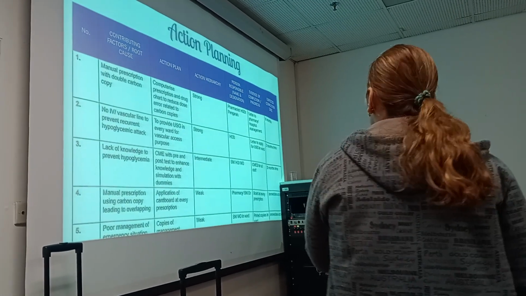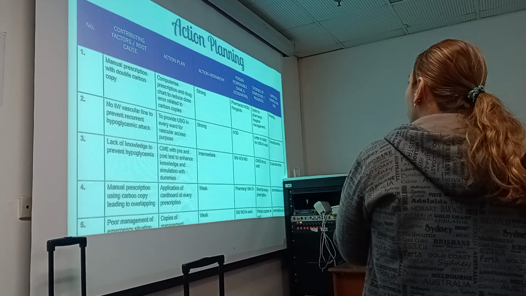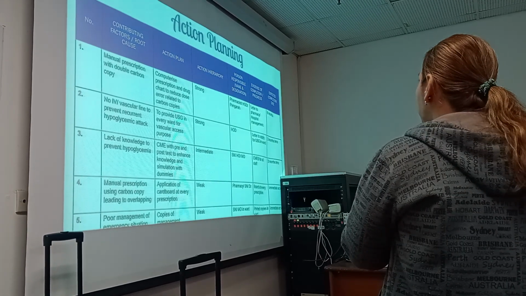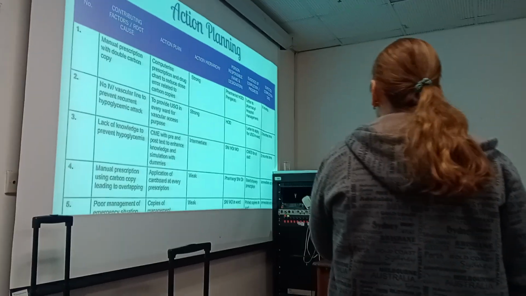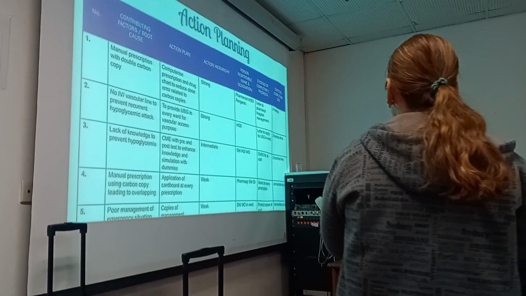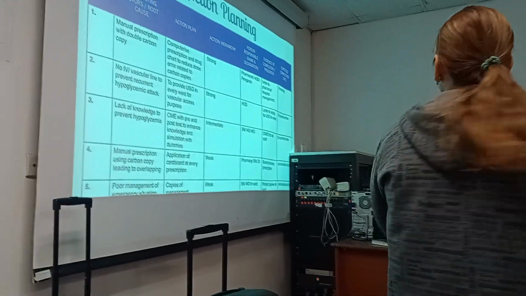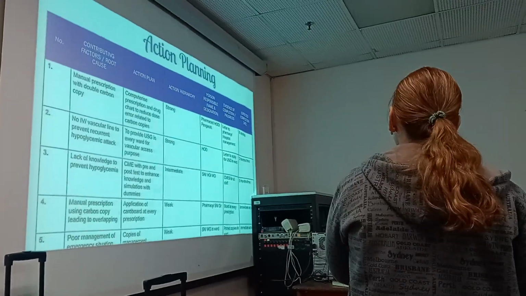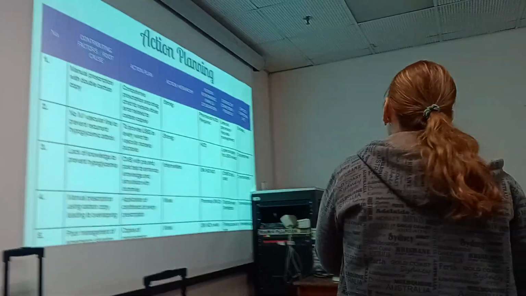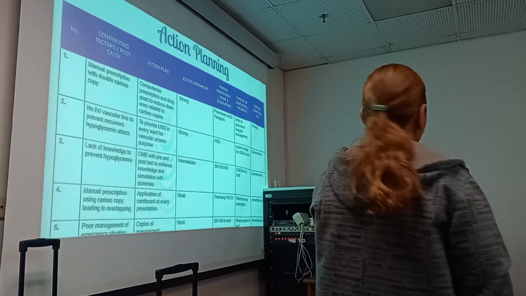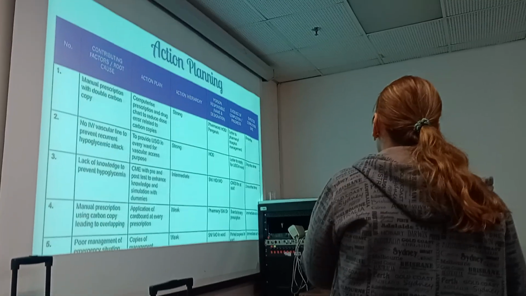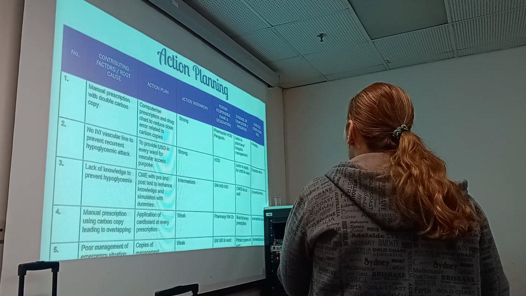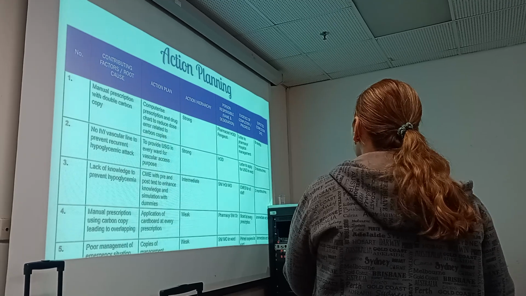Okay, so our action plan, one, the contributing factor is manual prescription with double carbon copy. The action plan is to computerize prescription and drug chart to reduce the dose error related to carbon copy. The action hierarchy is strong. Person responsible, we add on pharmacist, head of department as well as pengarah. Evidence of completion is a letter to the pharmacy as well as hospital management, and our expected completion date is 6 months.